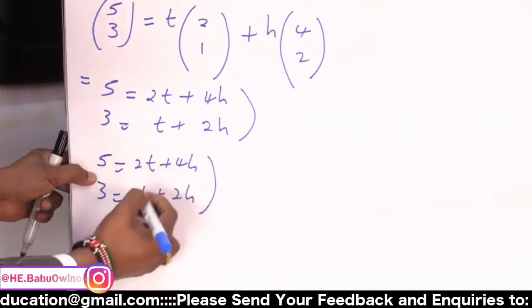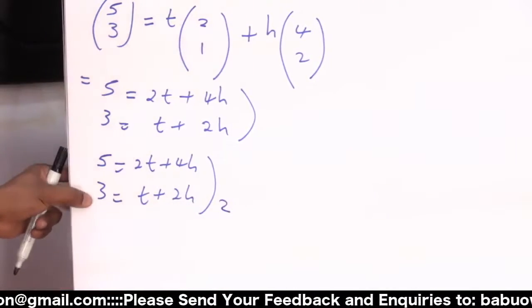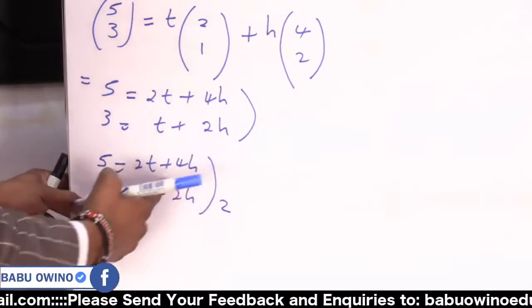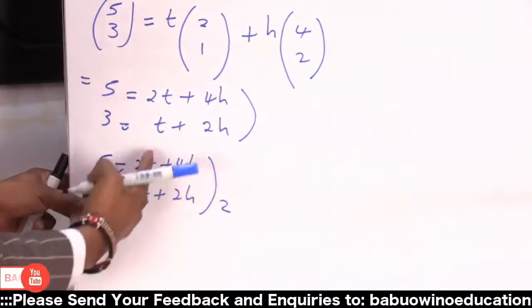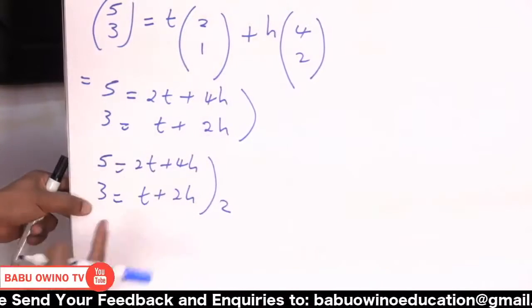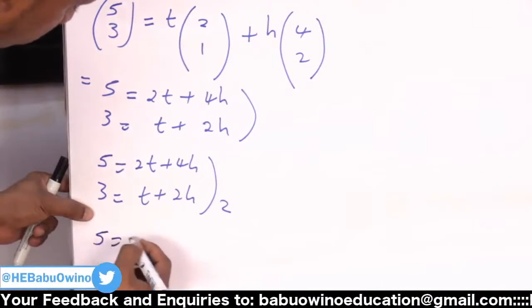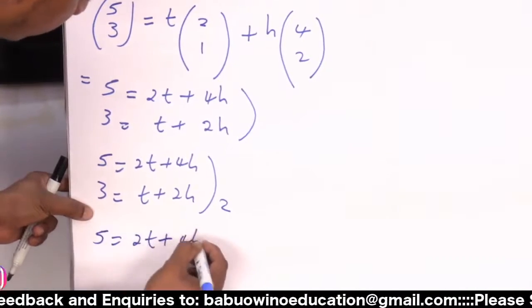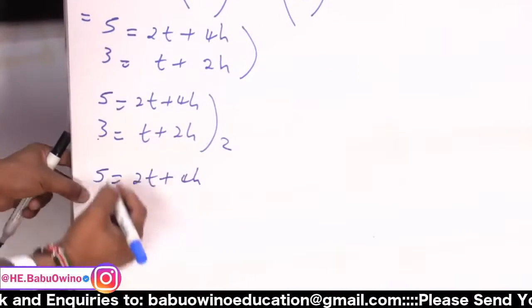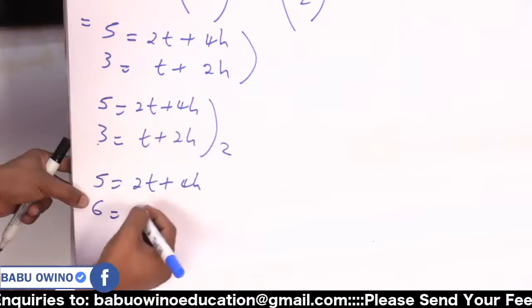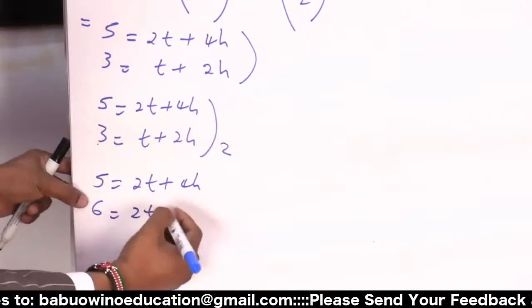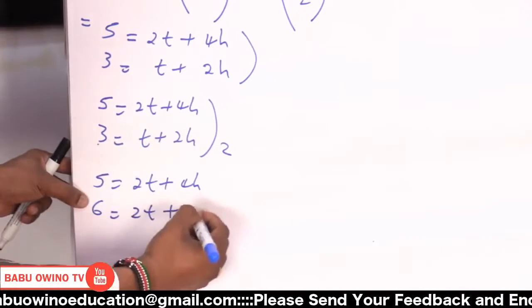By the elimination method, we multiply the lower one by 2 so that we make the coefficients equal. So this is going to be 5 equals 2T plus 4H. Then this is going to be 2 times 3, which is 6, equals 2T, you multiply everything here, plus 4H.